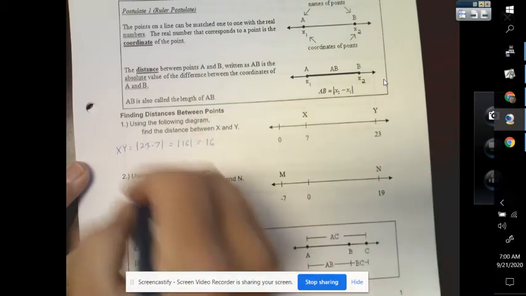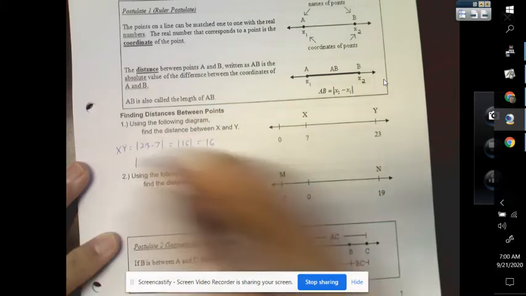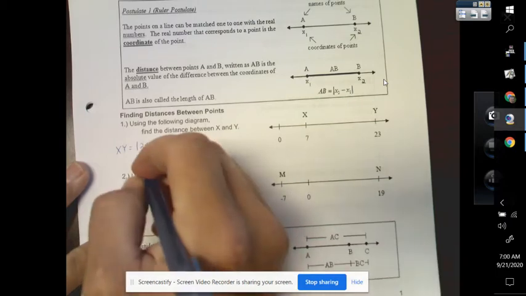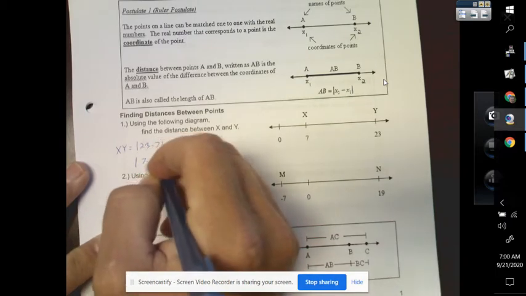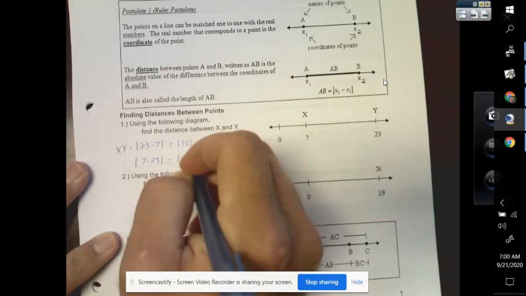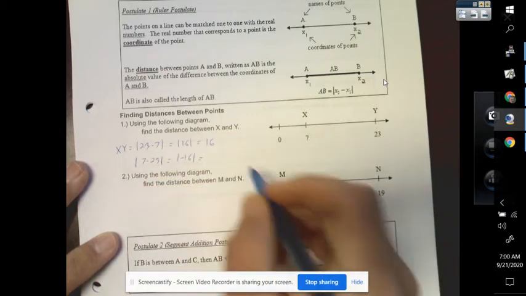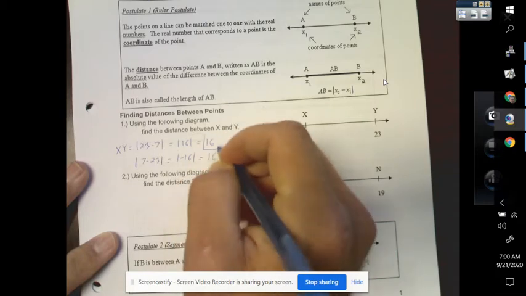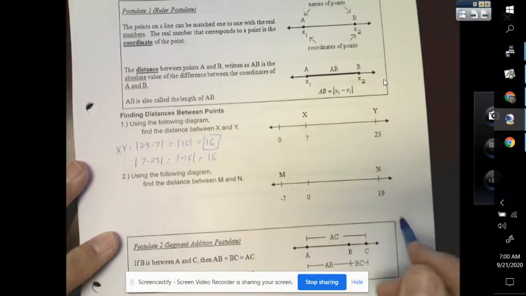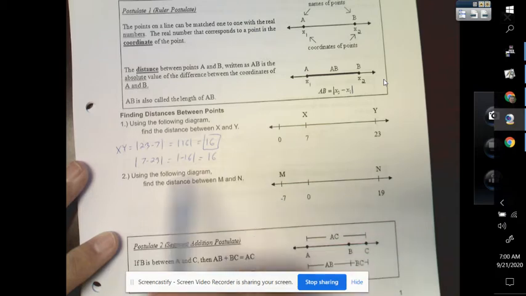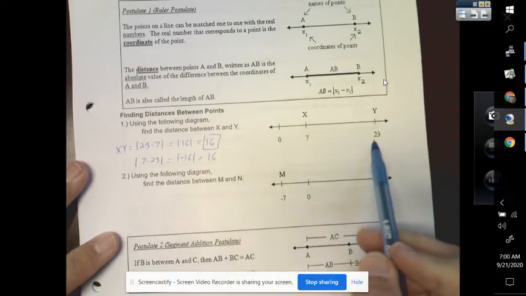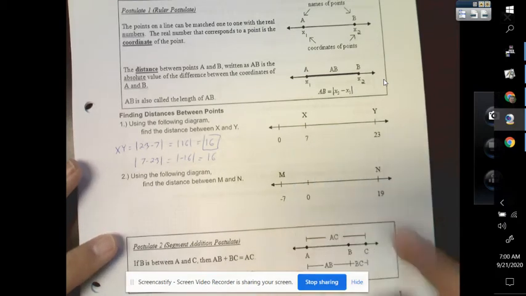Now the reason I wanted to do that, and you don't have to write this down, but I want to share this with you. You could do 7 minus 23 and get the absolute value of negative 16. And those absolute value bars are there because it's going to make it a positive value. All right, so don't do it twice, but you get the idea, right? If you're reading a ruler, if you always take the further right number, subtract the further left number, you'll be in good shape.